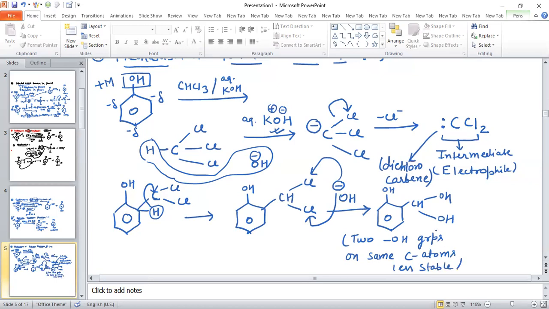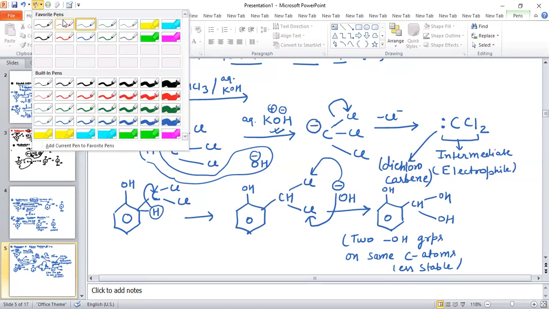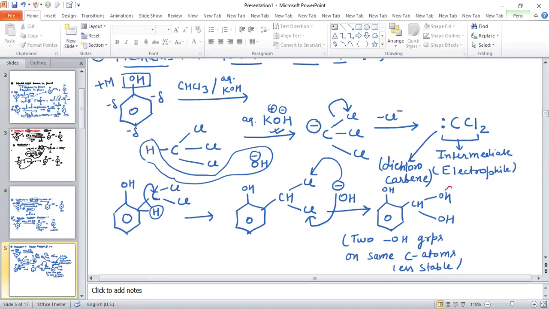So two OH groups on the same carbon atom is less stable. Therefore, we can remove water. To make it stable, we will remove the water. When water is removed, the final product obtained is OH, and this is CHO.